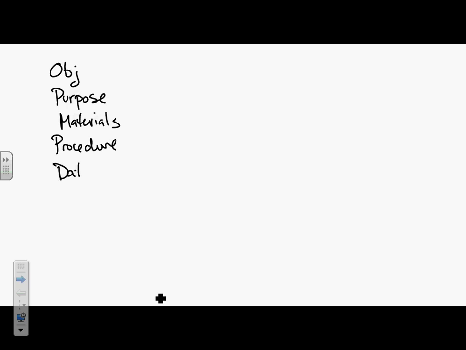So what's your final write-up going to look like? It's going to look a lot like the last one. We're going to do the objective and the purpose. We'll do our materials. We'll do the procedure. Then we'll have a data table, and that's your data table from your sheets. And then you have two graphs, so you have displacement versus time, and you have velocity versus time.